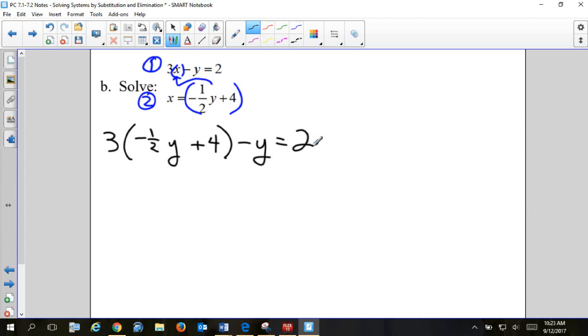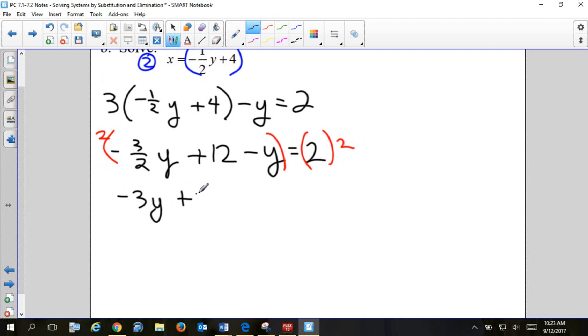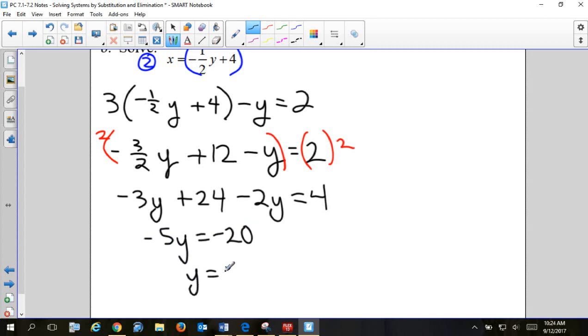And then we'll simplify. I'll distribute the 3. I've got to multiply fractions here. So negative 3/2 y, sorry, plus 12 minus y equals 2. I don't like fractions. So I'm going to multiply everything by the denominator to cancel out the fractions. So I get negative 3y plus 24 minus 2y equals 4. Do I have just y's? All y's. So I can solve. If I had other stuff, then I did something wrong. Combine my like terms, move my 24 to the other side, I get negative 5y equals negative 20, and divide, I get y is 4.